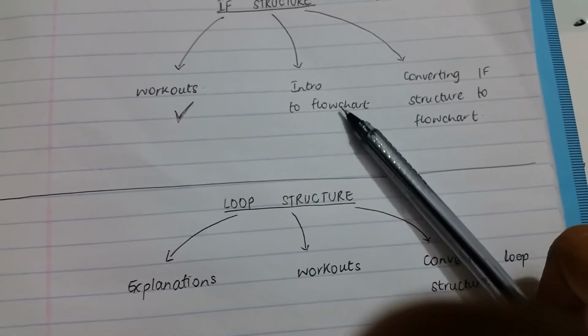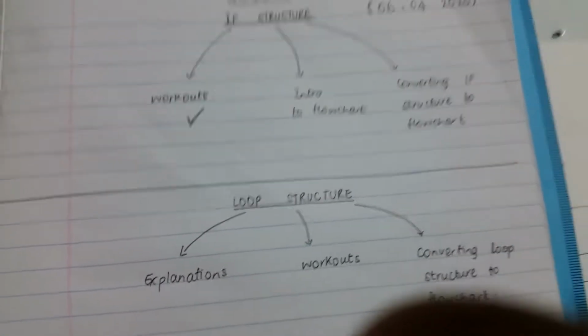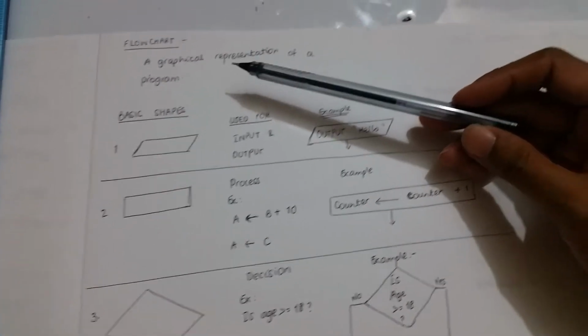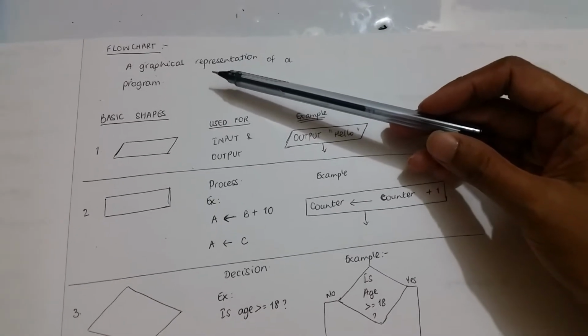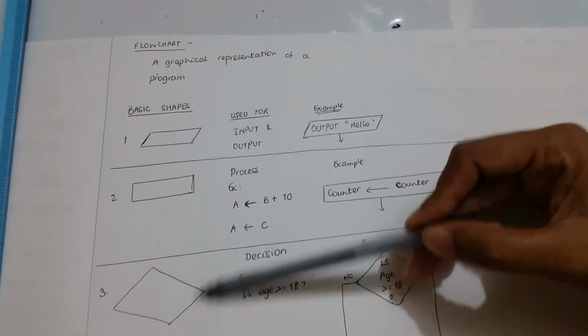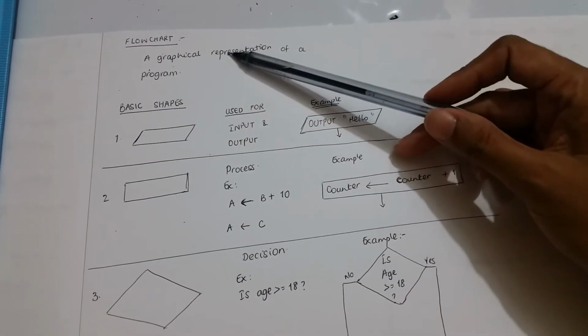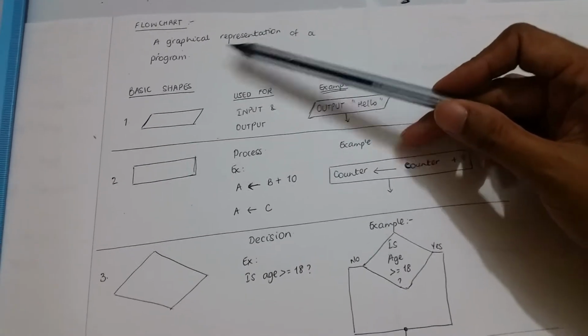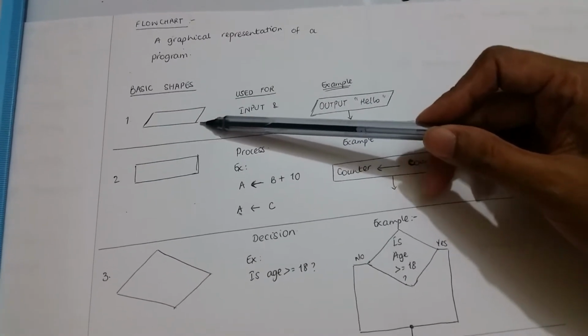Okay, so to introduce a flowchart, let's take a look at the basic shapes that are found in a flowchart. So what are the basic shapes? First, a flowchart is a graphical representation of a program. Using the following shapes, you are going to construct the graphical representation. The first shape is a parallelogram.